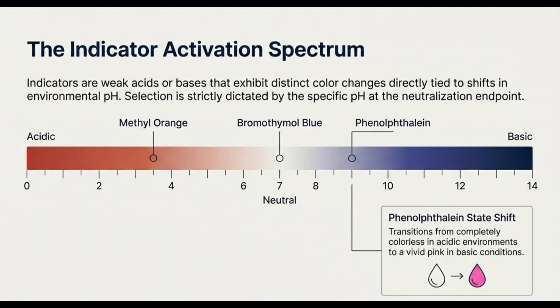Indicators are weak acids or weak bases that exhibit distinct color changes directly tied to shifts in environmental pH. The selection of an indicator for neutralization titration is strictly dictated by the specific pH at the endpoint. A classic example is phenolphthalein, which transitions from completely colorless in acidic environments to a vivid pink in basic conditions. Choosing the wrong indicator would be like setting your alarm clock to the wrong time. You would completely miss the endpoint, and your calculated result would be wrong. That is why students and analysts must memorize the transition ranges of common indicators.